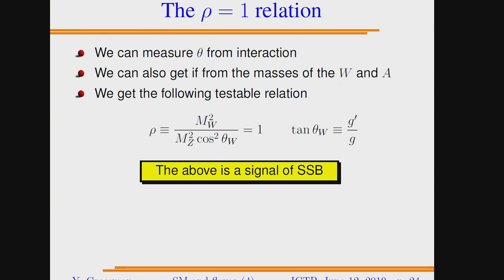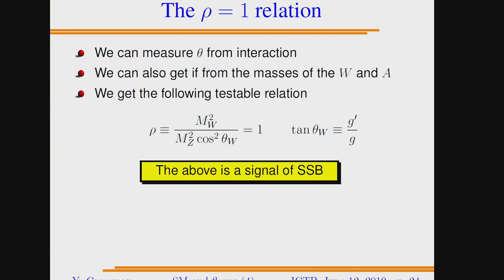And then you have this amazing relation. It's called the rho equals one relation. The relation is that the mass of the W squared over the mass of the Z squared times cosine squared theta W is equal to 1. And this relation tells us the following. You measure the mass of the W, you measure the mass of the Z, you measure theta W from interactions. You put it all together, and you find that this is satisfied.